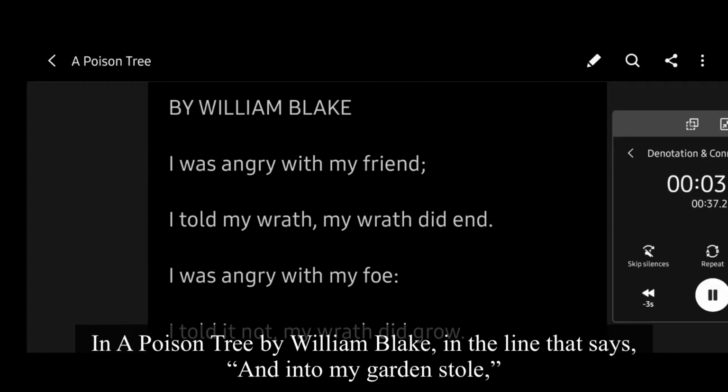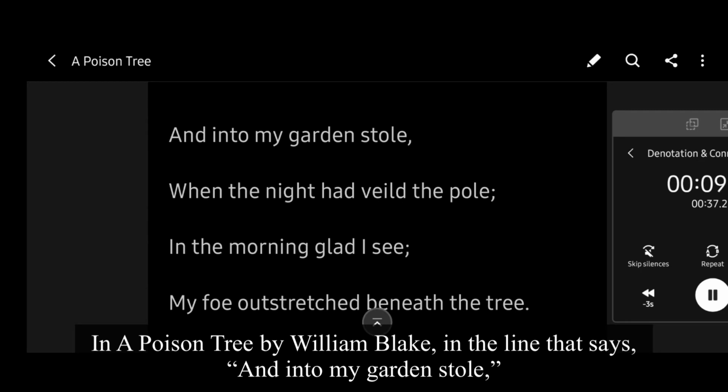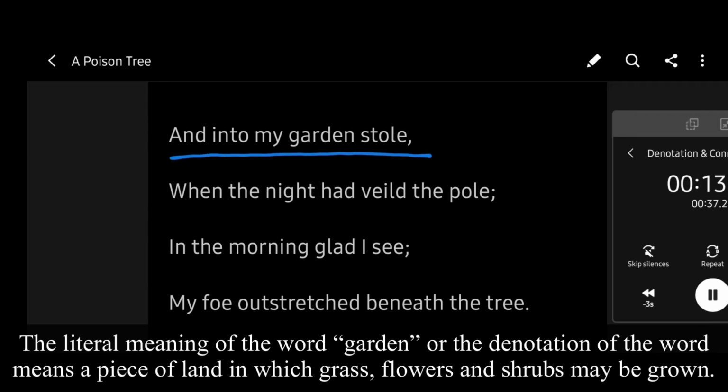In "A Poison Tree" by William Blake, in the line that says, "and into my garden stole," the literal meaning of the word garden, or the denotation of the word garden in the poem, means a piece of land in which grass, flowers, and shrubs may be grown.